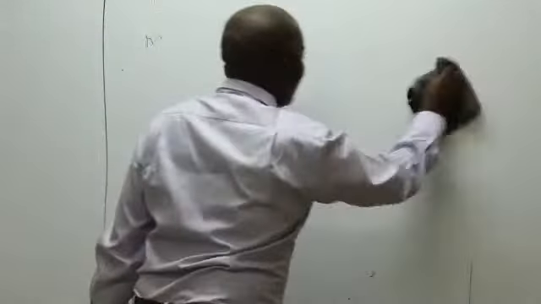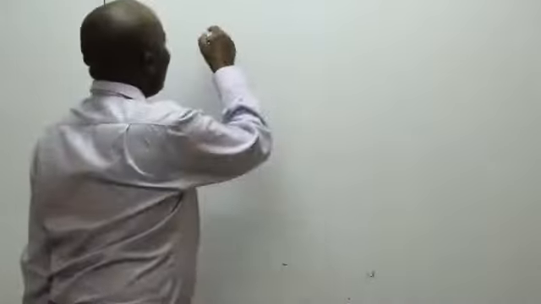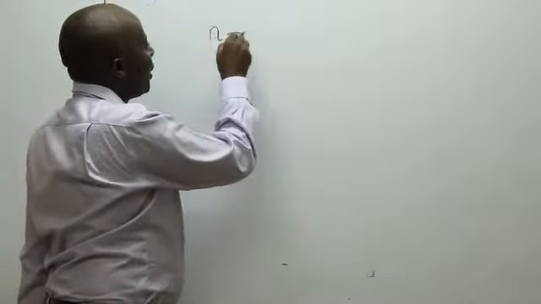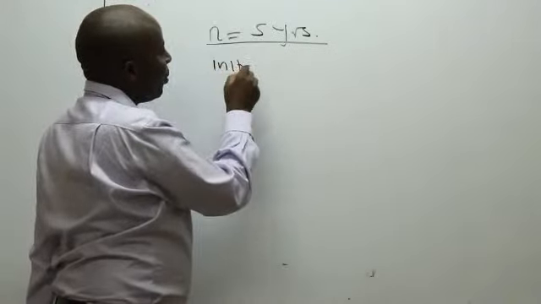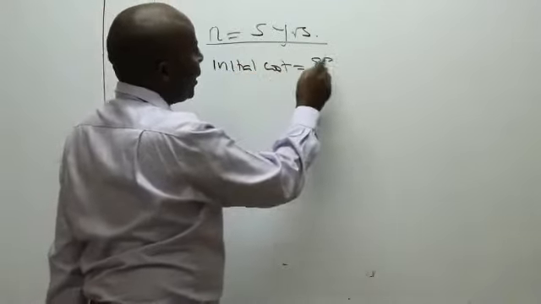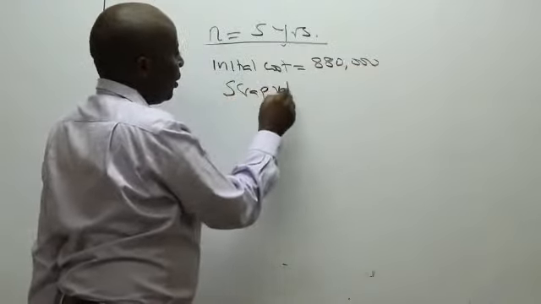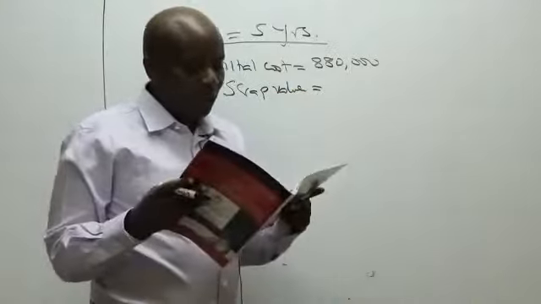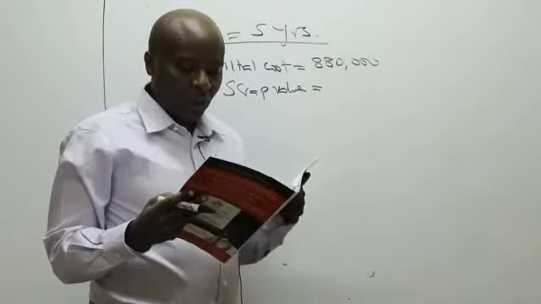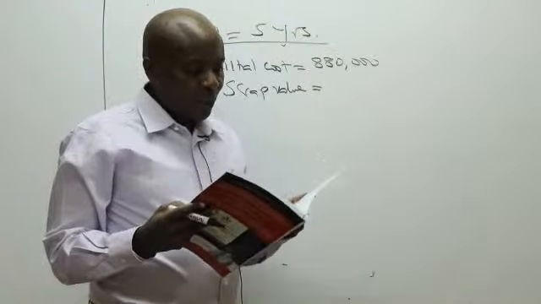There are 3 life possibilities. The first possibility is when n is 5 years. When n is 5 years, the initial cost will still remain at 880,000. Is there anybody who can give me the scrap value? If n is 5 years, could you kindly give me the scrap value? What have they told us? When n is 5 years, what will be the scrap value?